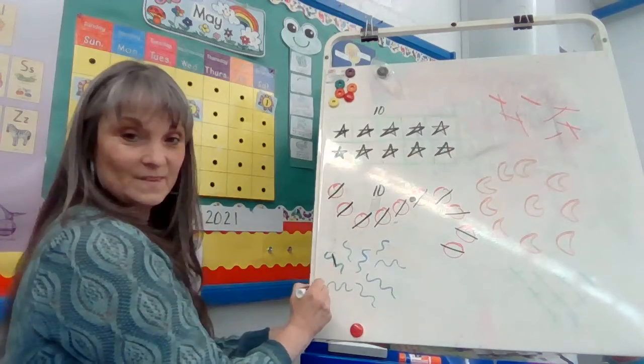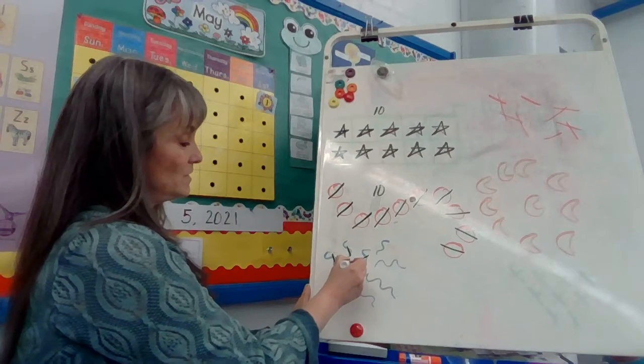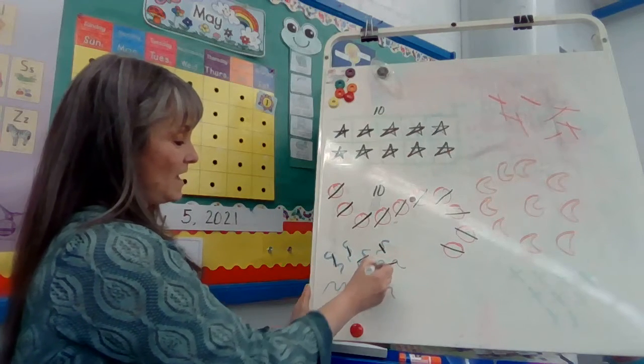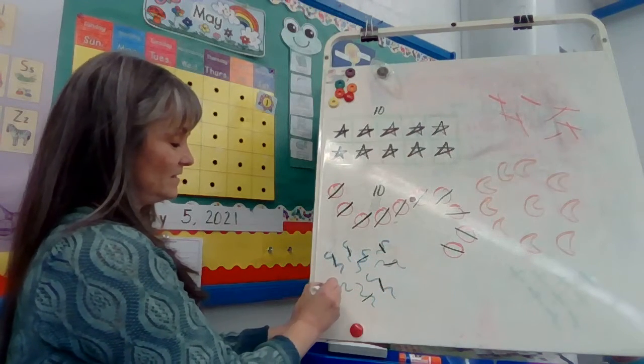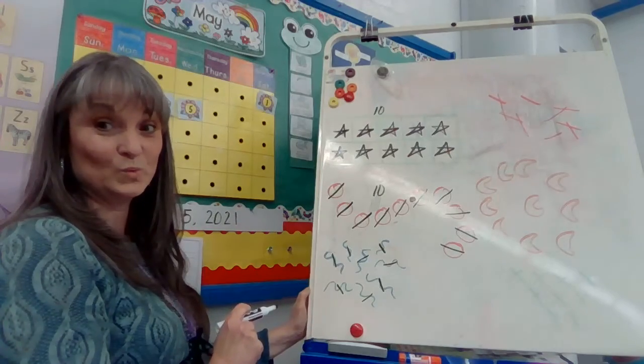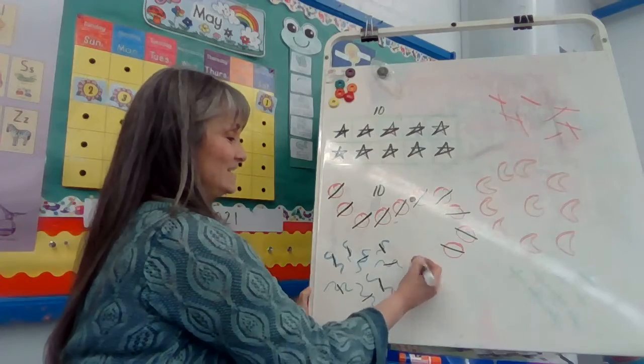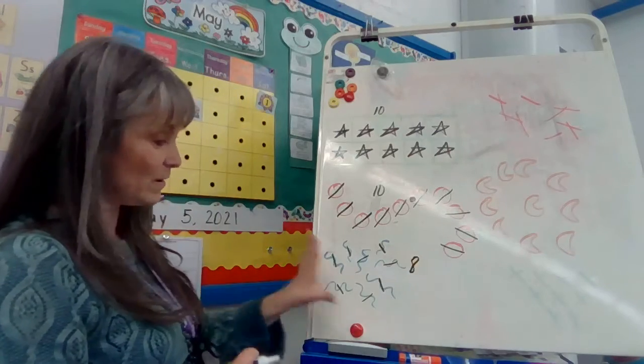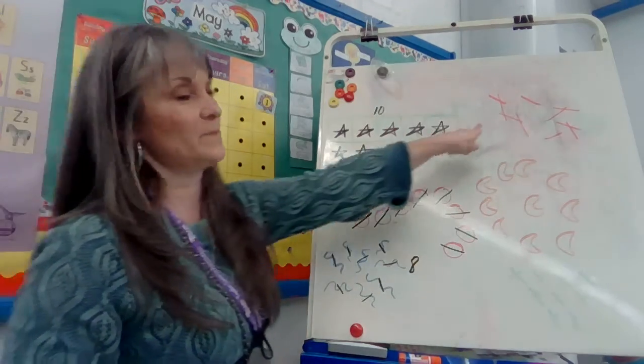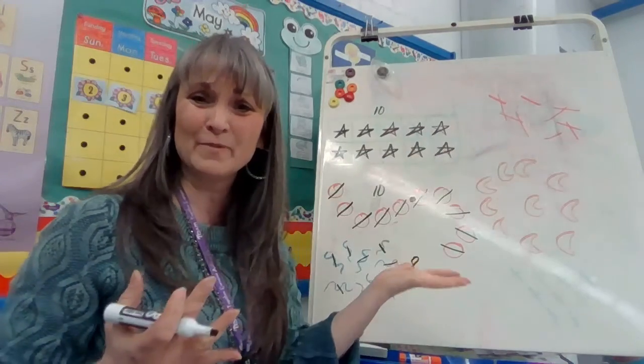1, 2, 3, 4, 5, 6, 7, 8. Ooh. Was there 10? No, there wasn't. This had 8. But you counted them with me and we got them all. Let's look up here. Oh my goodness, they're like on top of each other.